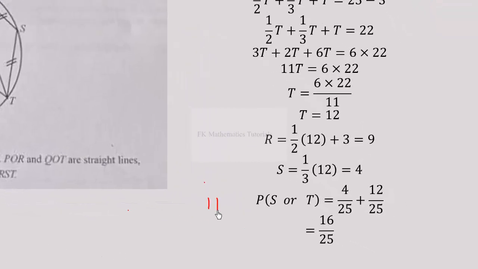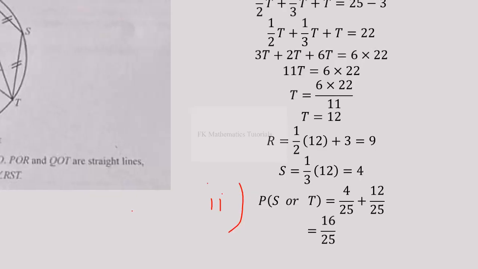So that is the second part of question 10A. And for 10B, we are told that in the diagram, PQRST is a circle with center O. POR and QOT are straight lines. Line segment QT is parallel to line segment RS. Angle RTQ is 33 degrees. And line segment RS is equal in length to line segment ST. We have to find the angle RST.